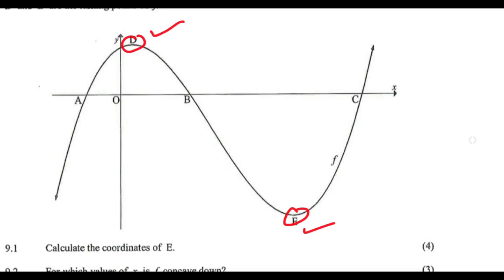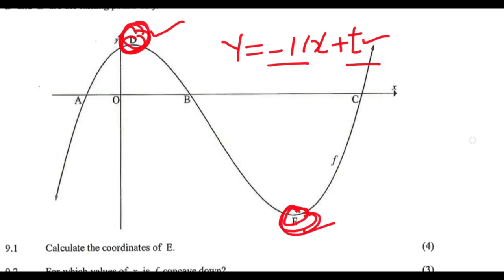The line y is equal to negative 11x plus t has a fixed gradient of negative 11. The value of t is the y-intercept. The line will intersect the curve f of x at three distinct points for a range of t values. So we need to find the values of t. The critical values of t occur when the line is tangent to the curve between turning points D and E.